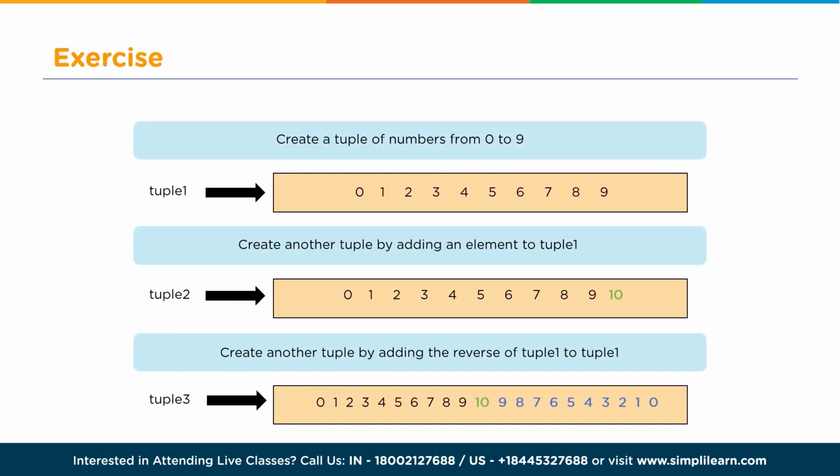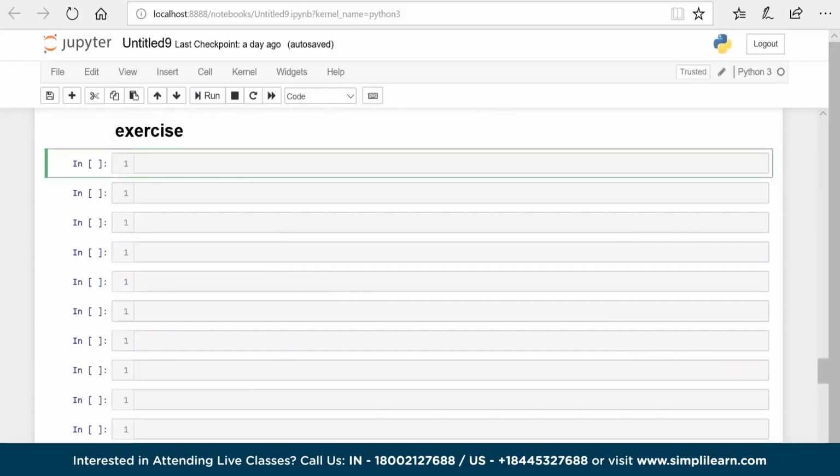So first we have tuple 1 which has all the elements, then tuple 2 which has all the elements of tuple 1 plus another number, and then we have tuple 3 where we have all the elements of tuple 2 plus the reverse of tuple 1. So let's move back to the Jupyter notebook.